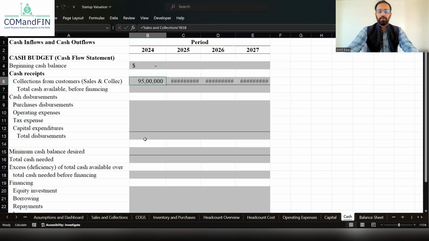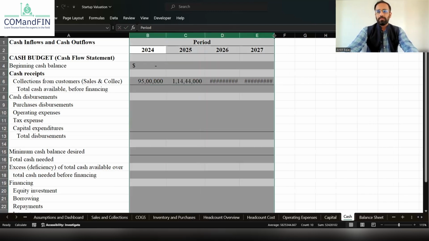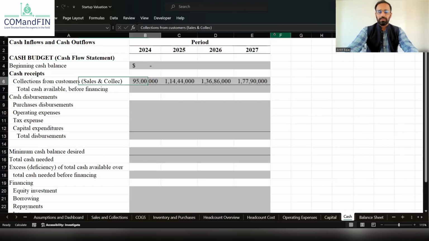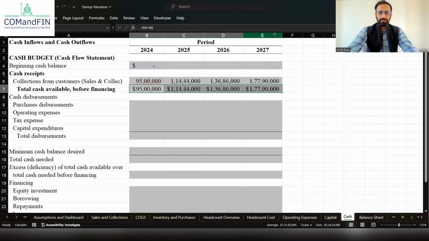So here, I have brought the value of cash collection from the sales and collection sheet. This much cash you have generated during the year from sales, right? Now, if I ask you to calculate the total cash available before financing, first we are calculating how much cash we have collected from the operations. So obviously we will take the opening balance, your opening cash balance. Then we will add here the cash collected from the customers. So here we will press Control Enter.